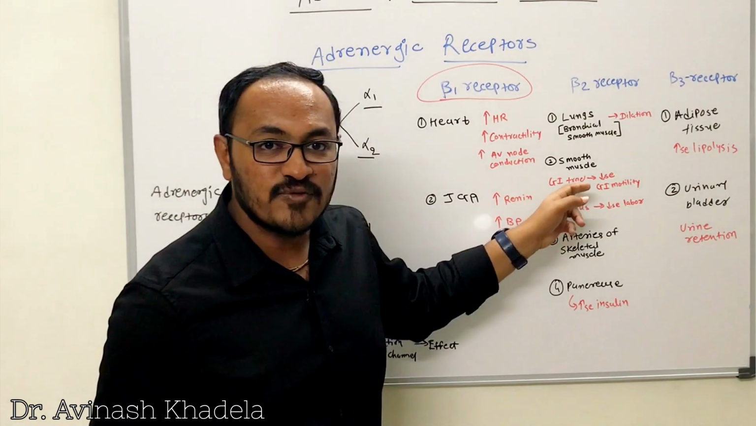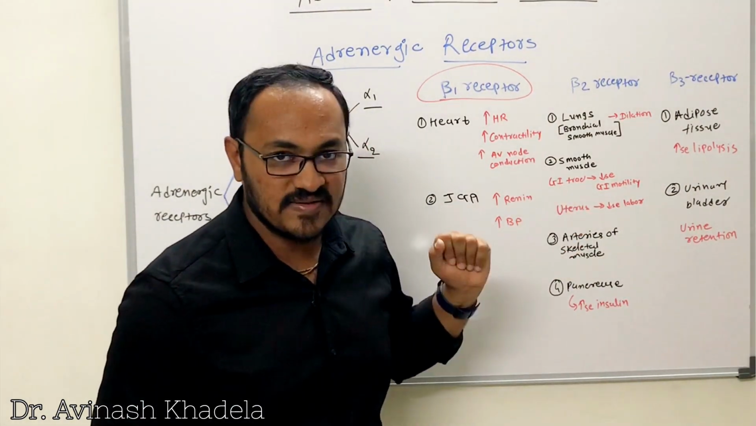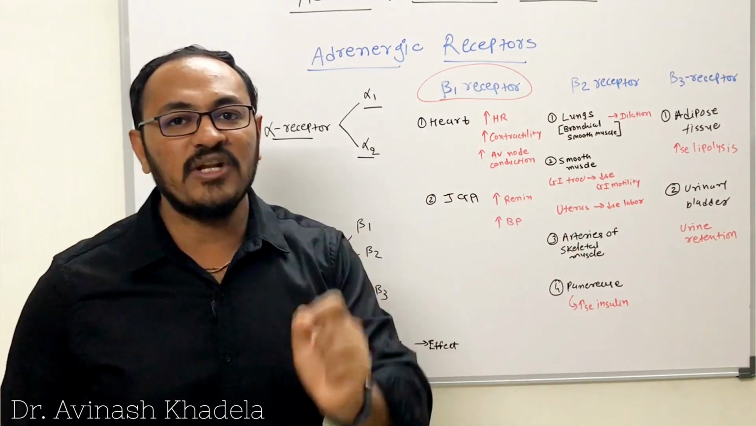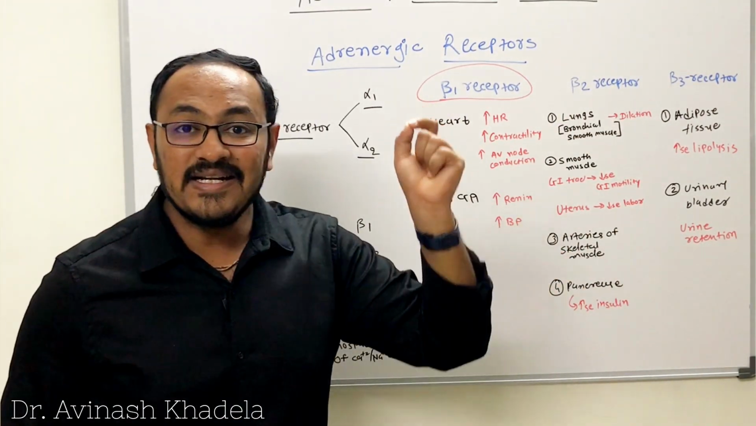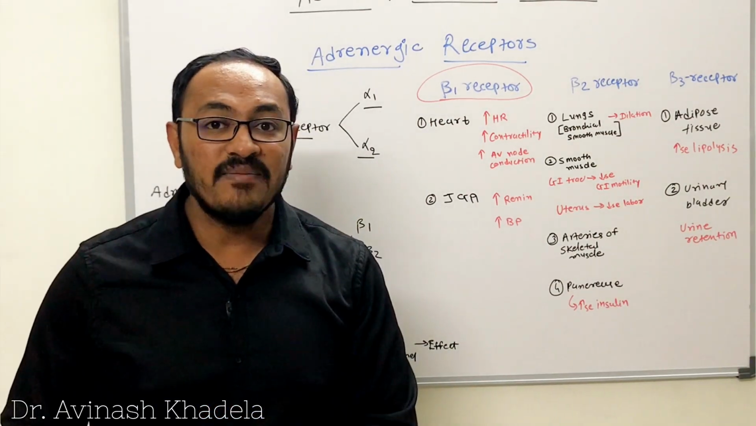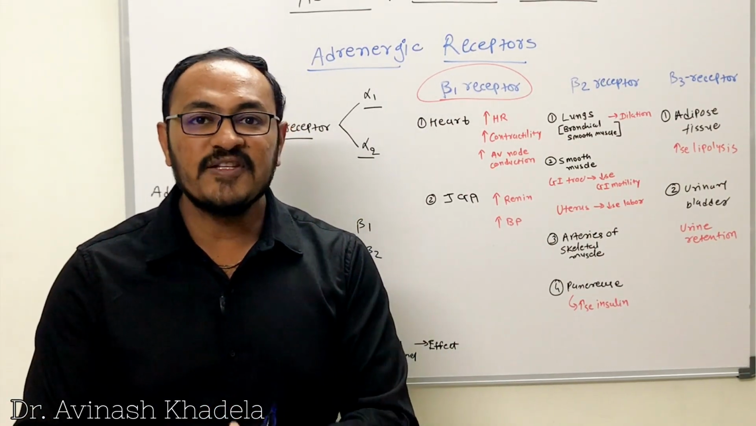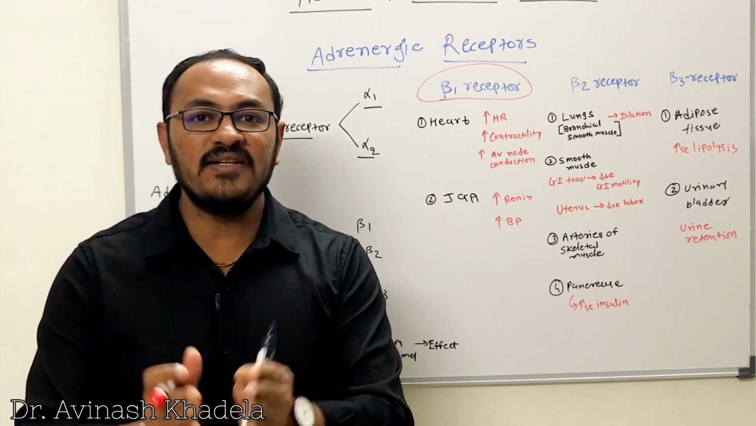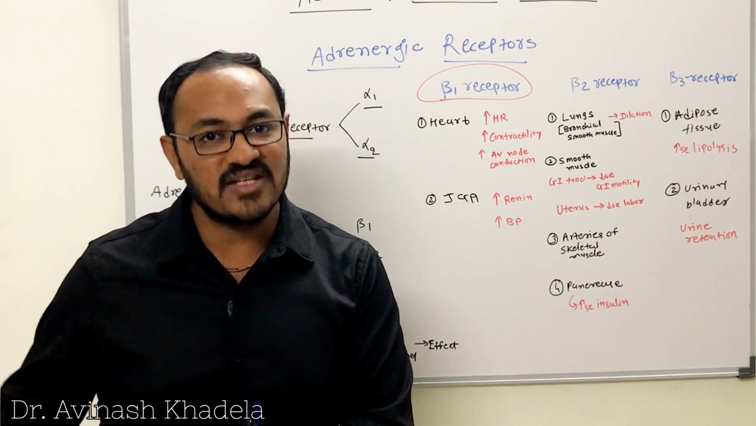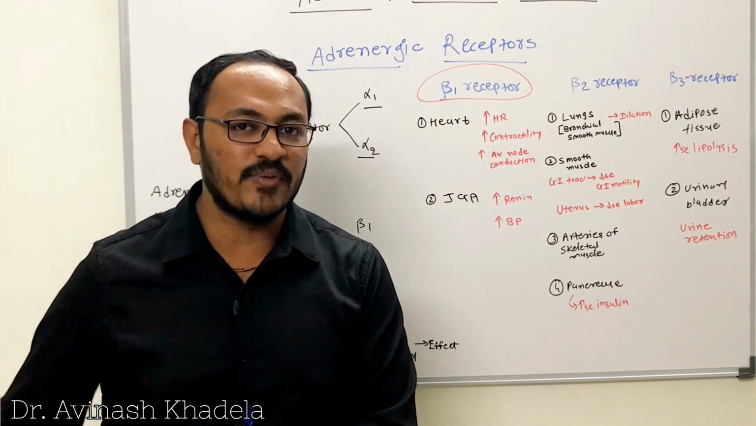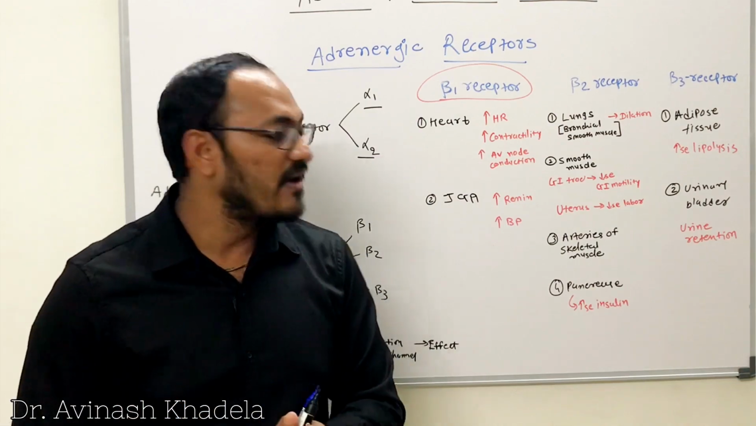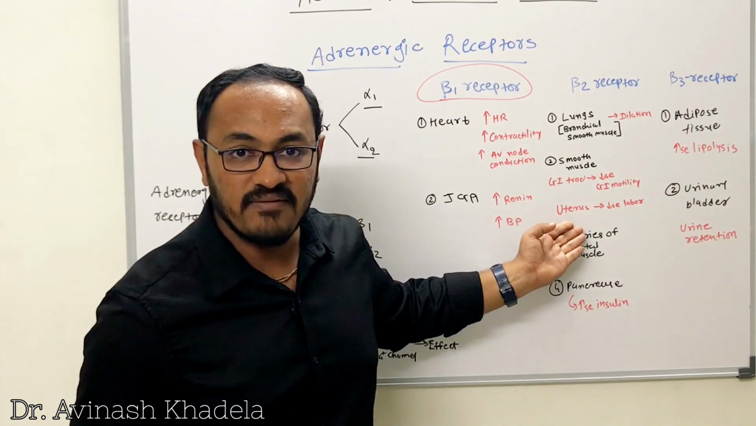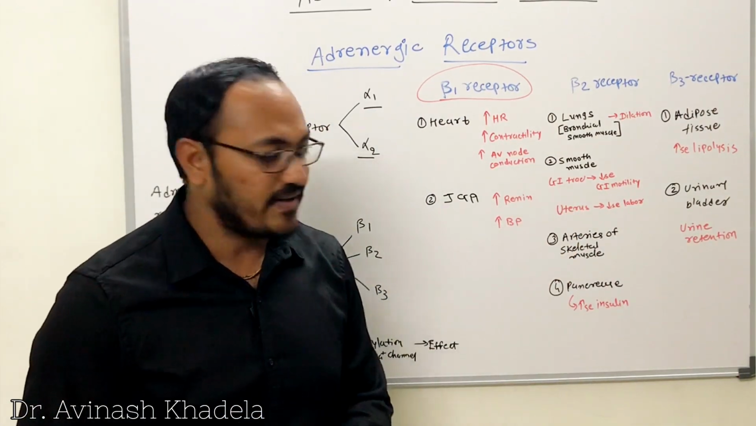Second, it is present in the smooth muscles of GI tract and uterus. Because it is having relaxing action, in GI tract, it decreases GI motility, and in uterus, it decreases labor. So for labor, there is a contraction required. Because this beta 2 receptor present in the uterus will not stimulate contraction, it will rather do relaxation. It will not help in labor process. It will delay the labor by relaxing the uterus, and the uterus will not be able to contract.